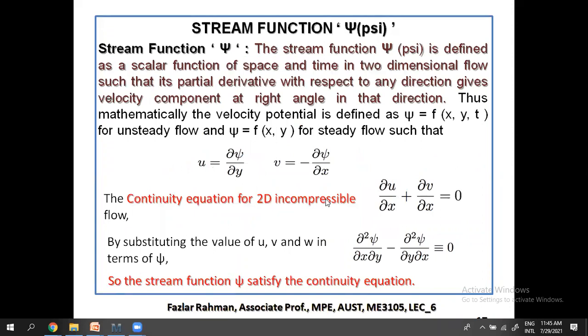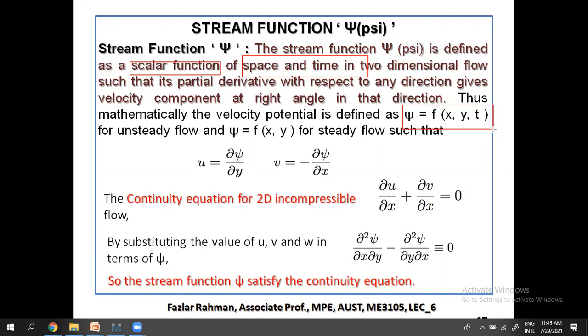Then we need to know the stream function. What is the stream function? It is also a scalar function. That means it doesn't have any vector. It is defined as a scalar function of space and time. That means you have x, y, z, and t. This is called psi. A stream function psi equals a function of space and time.